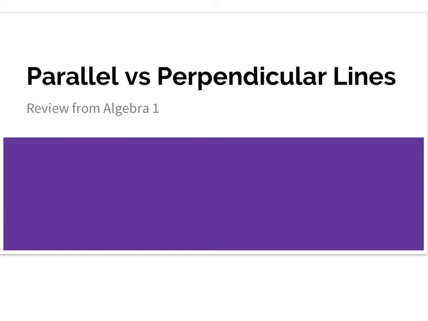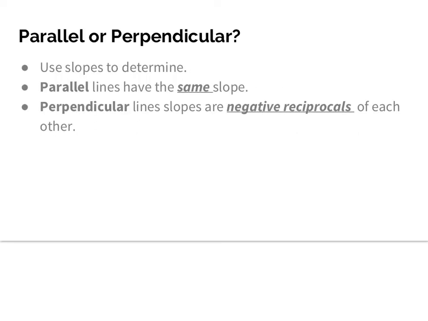Okay, so we're going to quickly review parallel and perpendicular lines, and this is from Algebra 1. So remember that in order to determine if two lines are parallel or perpendicular, one thing that we can do is use their slopes to determine this. So if two lines have the same slope, then we can say that those lines are parallel.